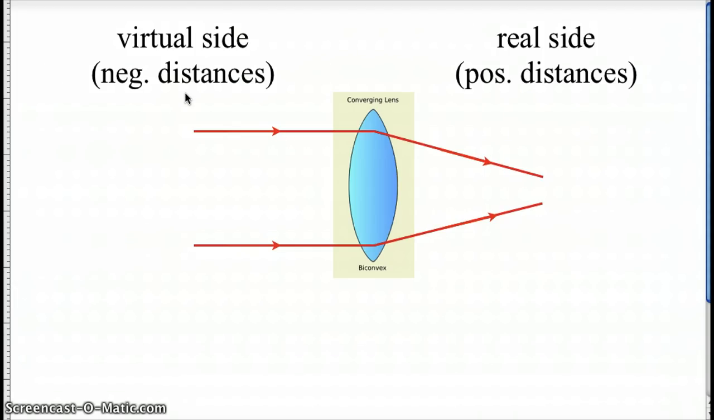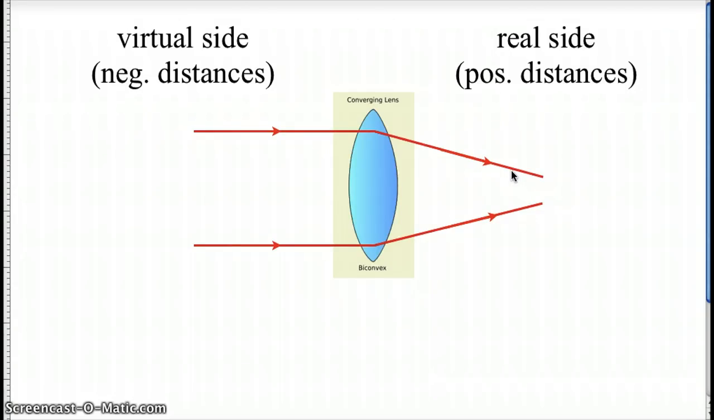There's one exception that we'll talk about later, but in general, any distance that I measure to the left of the lens, to the side that light's coming in from, is going to be a negative distance. Any distance that I measure to the right of the lens is going to be a positive distance. And this right side of the lens we refer to as the real side.